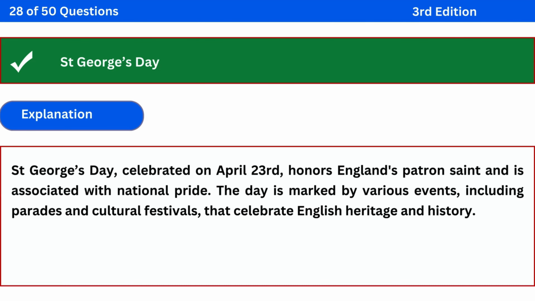The correct answer is St. George's Day. Explanation: St. George's Day, celebrated on April 23rd, honors England's patron saint and is associated with national pride. The day is marked by various events, including parades and cultural festivals, that celebrate English heritage and history.